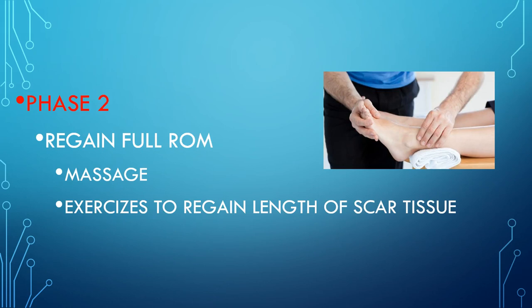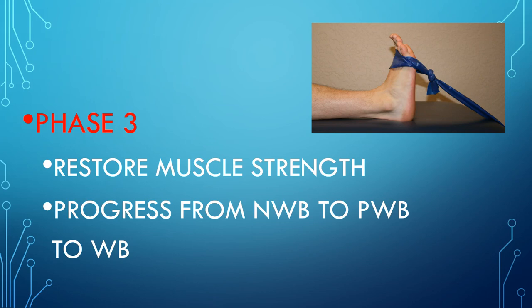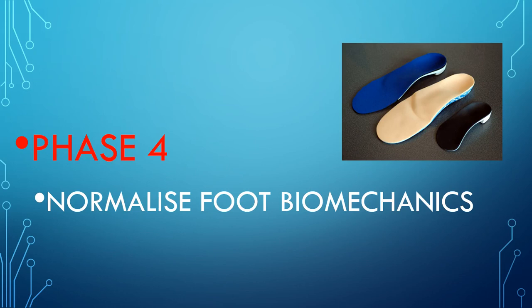The second phase for non-operative management is to attempt to regain full range of motion. Now again, we're talking about microscopic or partial tears. In physical therapy, this can include massage therapy and exercises to mobilize the scar tissue. Next, there are efforts made at muscle strengthening to regain muscle strength lost during the initial care and following the initial injury, and a gradual progression of the patient from non-weight bearing to partial weight bearing to total weight bearing.